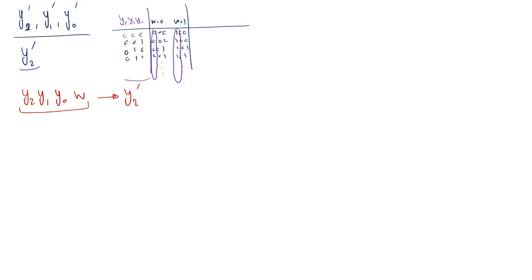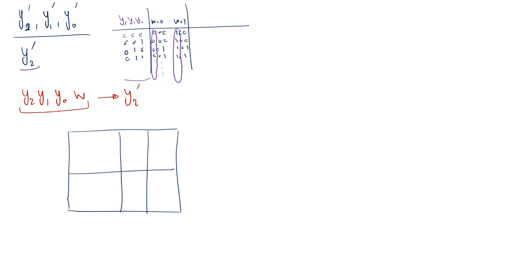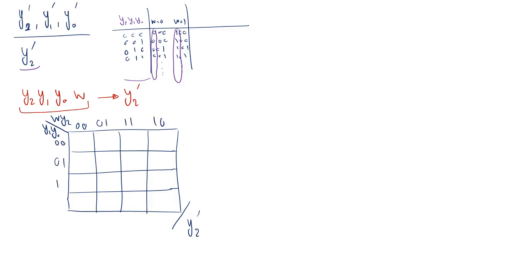Let's imagine a Karnaugh map. I'm going to go 4-by-4 because I have 4 inputs, Y2, Y1, Y0, and W, right? So let's say up here, I'm going to have W, Y2, and here Y1, Y0, and I want to figure out what would be the value of Y2 prime. I'm going to fill this out the same way that I do for a normal Karnaugh map: 0, 0, 0, 1, 1, 1, and 1, 0.